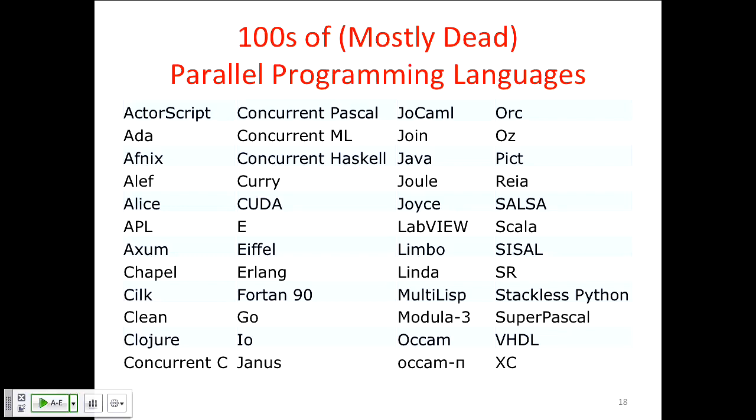And here's just a small piece of the massive graveyard of dead parallel programming languages. There have been many, many, many attempts over the decades to develop parallel programming languages, and this is just a few of them. Almost all of these are dead because it's really hard to write a parallel programming language that people like, that is widely used, and that is actually effective.